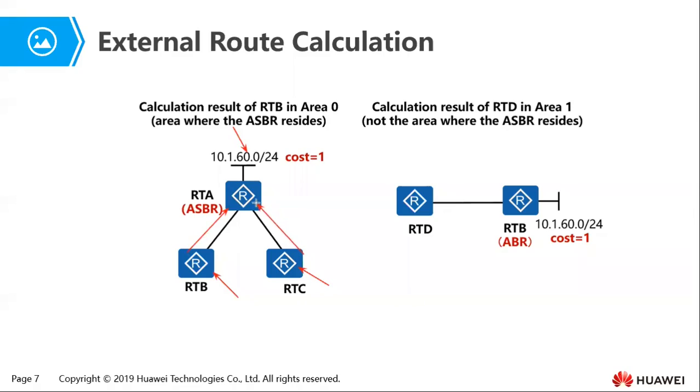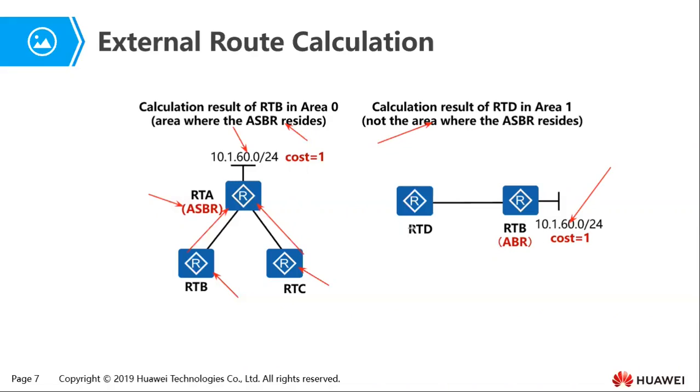Similarly, RTC is also going to set the next hop to this network as the ASBR, because they are in the same area with the ASBR. So the next hop is going to be the interface of the ASBR that they are connected to. So that is what happens when they reside in the same area. What if you do not reside in the same area with the ASBR? How can you forward a packet to that external network?